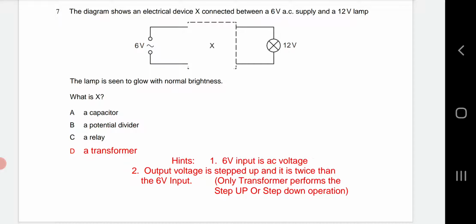If you see these two things, then a transformer is used to either step up the input voltage or step down the input voltage. So it is a transformer. The transformer stepped up 6 volt AC to 12 volt AC.